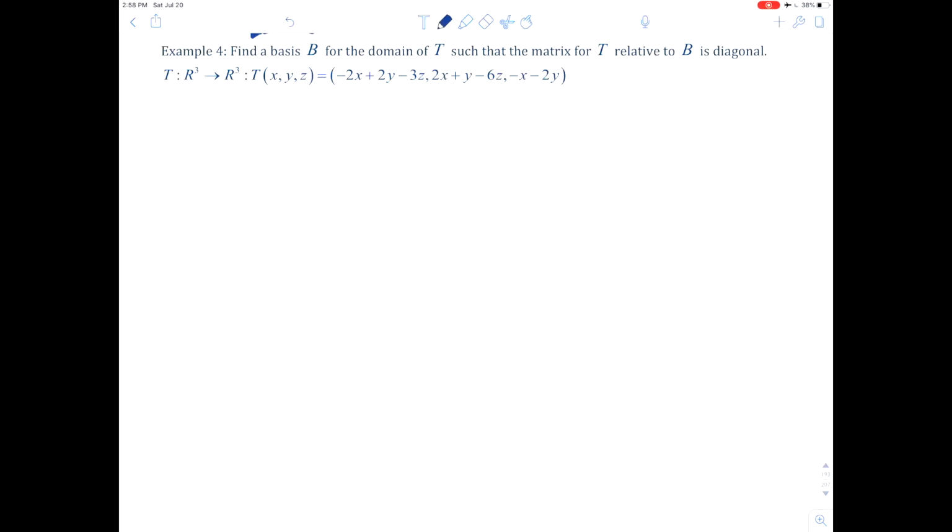All right? Example 4. Find a basis B for the domain of T such that the matrix for T relative to B is diagonal. So T is going from R3 to R3, where T at x, y, z is equal to negative 2x plus 2y minus 3z, 2x plus y minus 6z, and negative x minus 2y. All right, so this is kind of putting together lots of stuff here. So our first step is to do what? We need to find A, which is the standard matrix for our transformation.